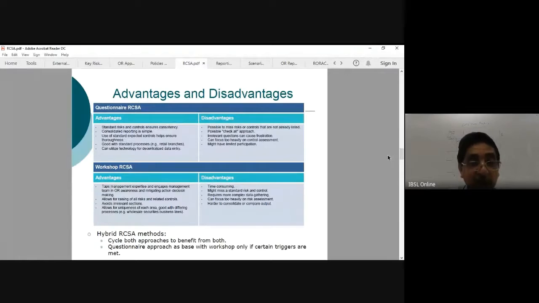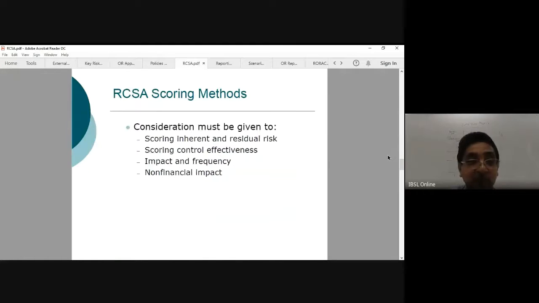These are the disadvantages and advantages, but I am not going to discuss these things, as it takes so much time. Now, if you take any function, there are different processes or different steps you have to take in order to achieve the function. So for each step, there can be a risk and controls.